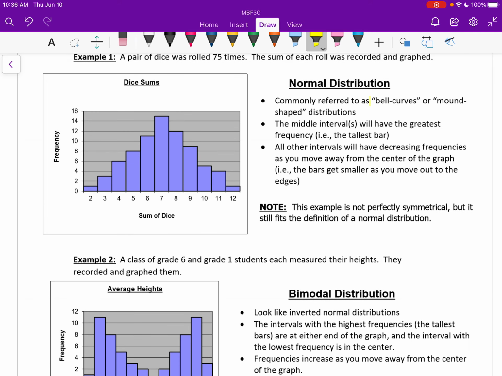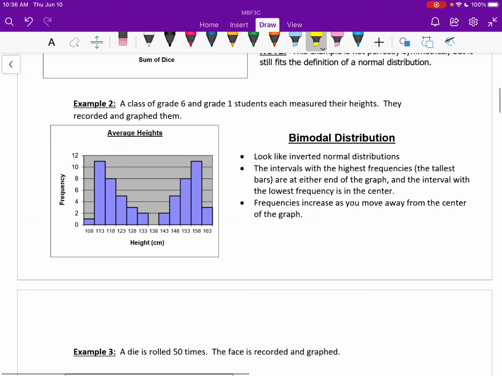So I'm just going to highlight a couple of words here that we've used. Bell curve or mound-shaped distributions, the middle frequency will always be the highest, right? As well as, as you move away from the center of the graph, the frequencies will be lower.